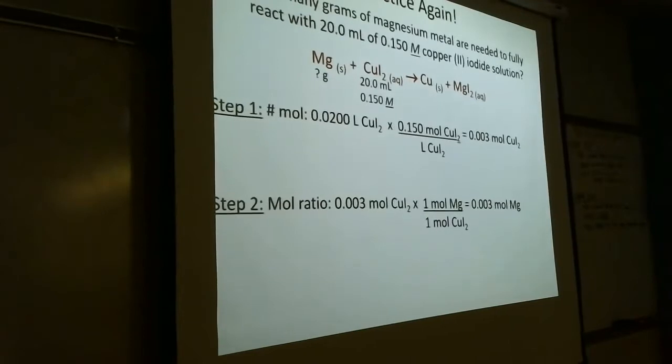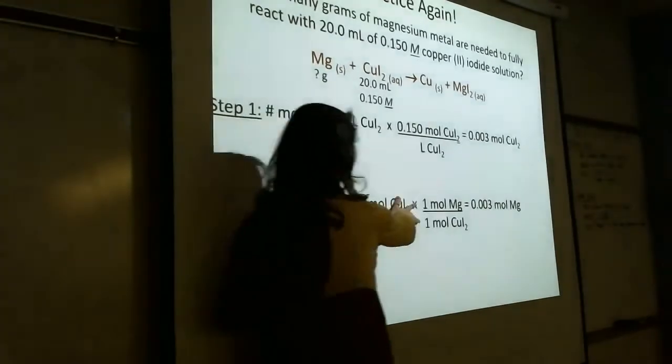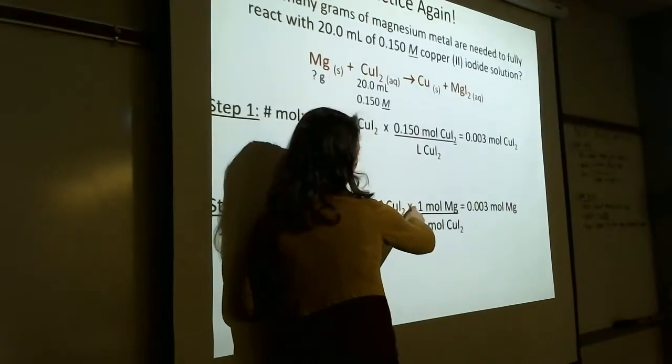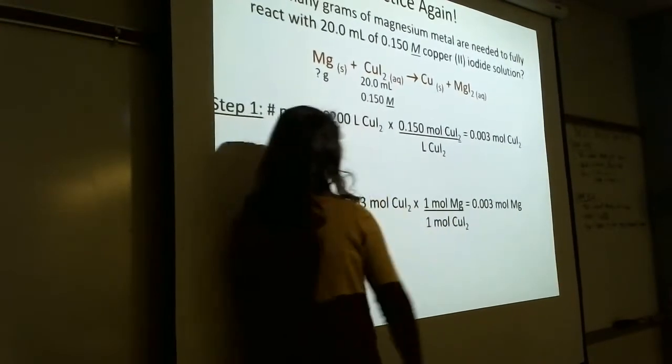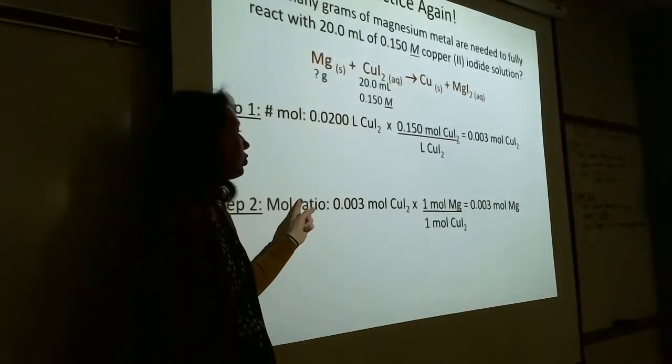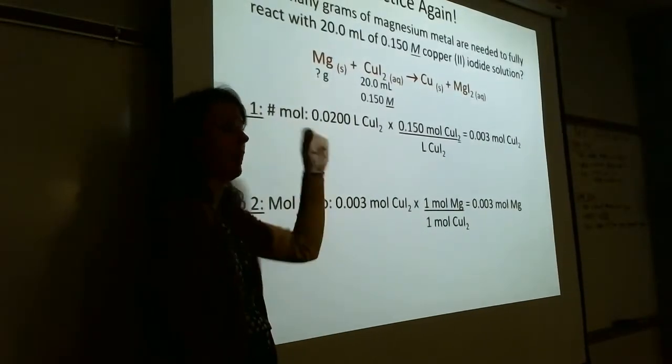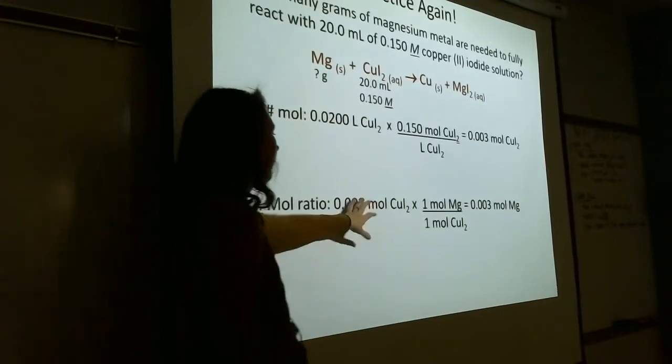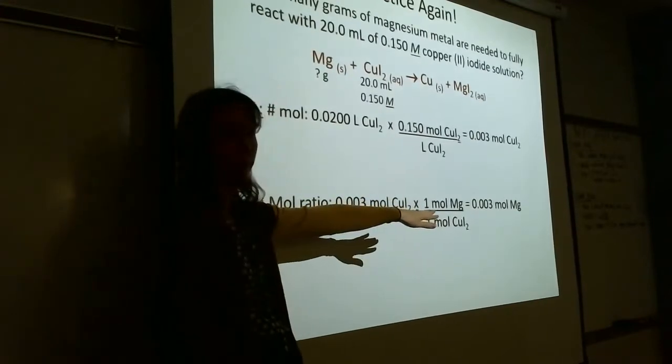Step two is the mole ratio. Mole ratio here is 1 to 1. Okay. So my number doesn't change, but my units do. So even if the number isn't changing in the mole ratio step, you need to show this step so that you communicate to me that you know how to get from one unit to the other. Okay.